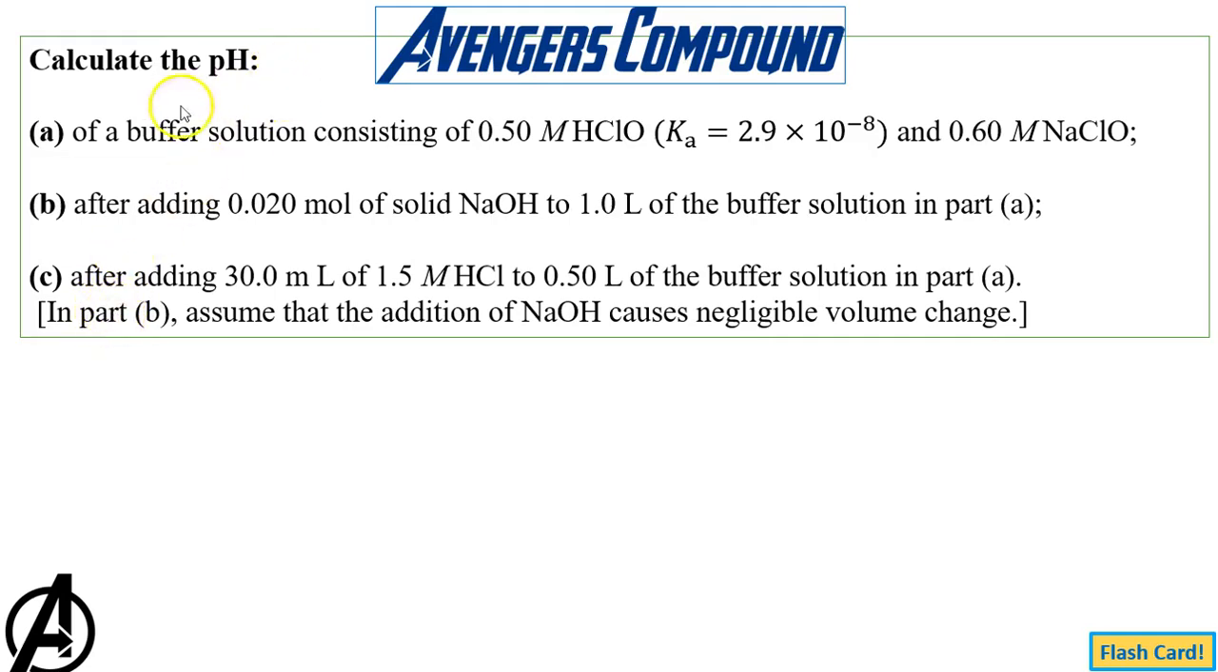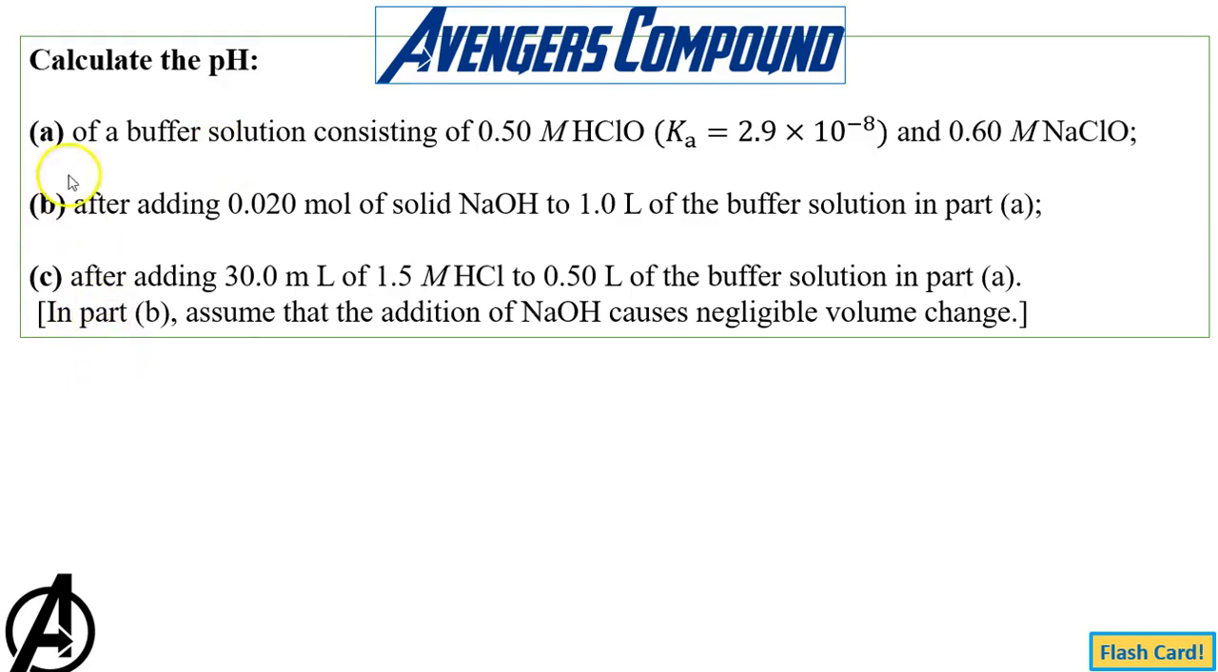This question says calculate the pH, and they want us to calculate the pH with 3 different scenarios. First with this buffer solution, then when this buffer solution has NaOH added to it, and then when this buffer solution has HCl added to it. And so that's going to be a lot for us to be involved with.